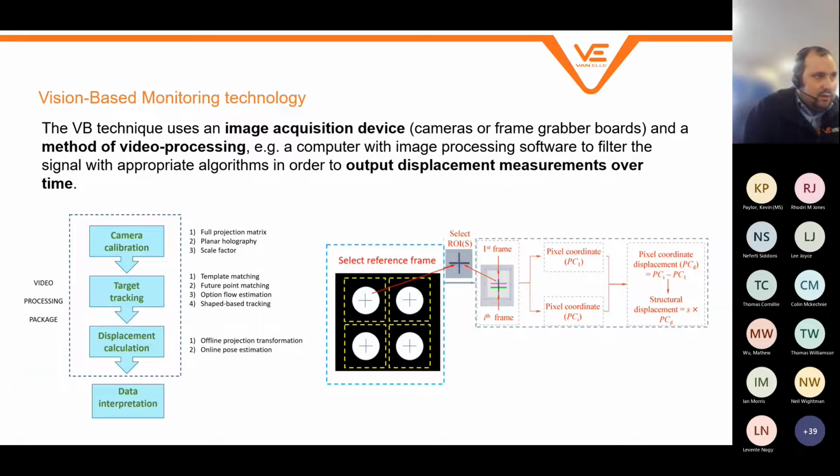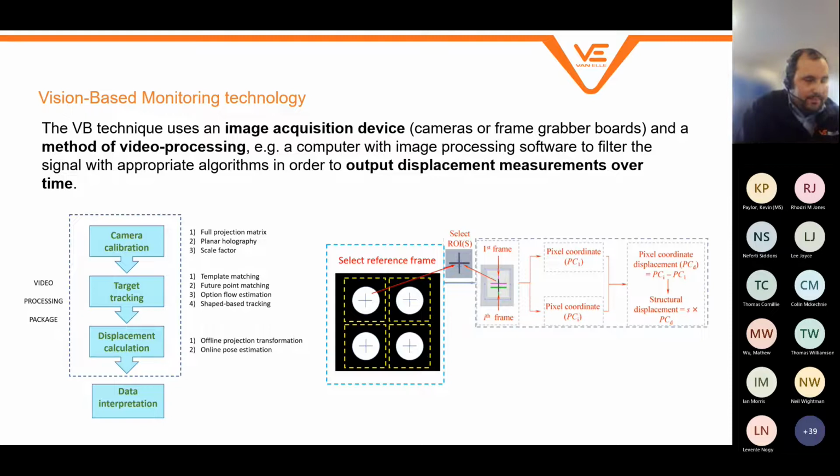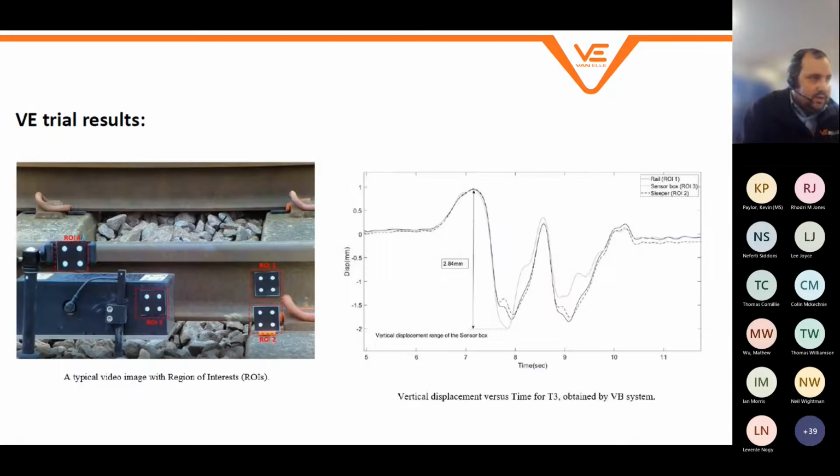So the VB technique uses image acquisition, so a camera in this particular instance, that's modified for site use, and then video processing. So that's basically a computer program with software that filters a signal, applies an algorithm that we developed, and the output from that is displacement measurement over time. So we can see there a void meter on the left-hand side. We've also then got a bank of targets and the typical displacement measurements that we'd look to see.